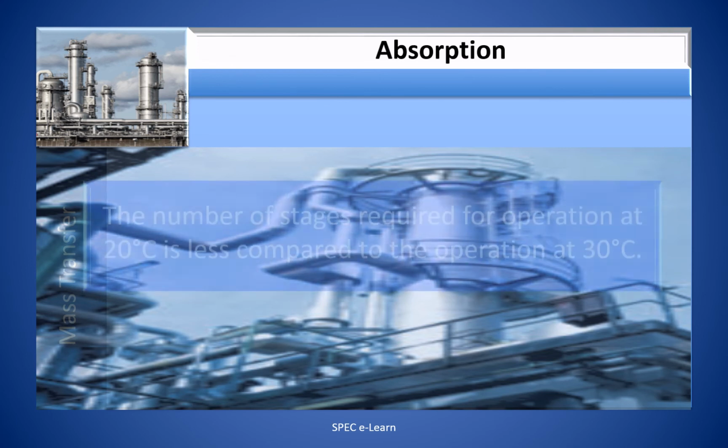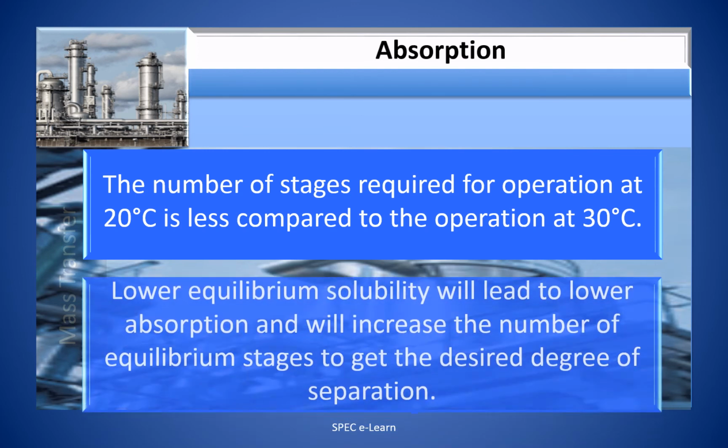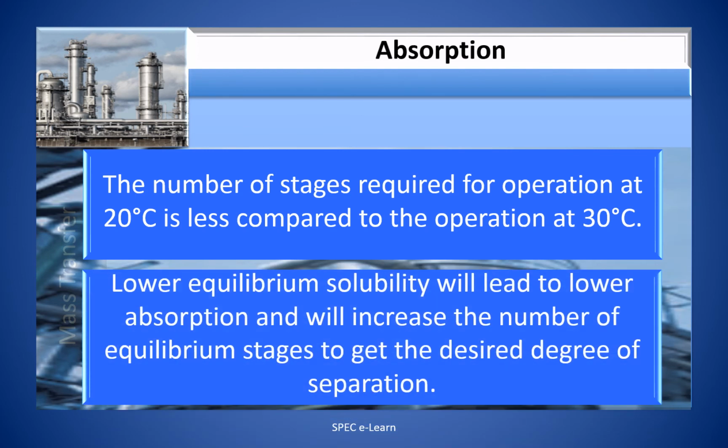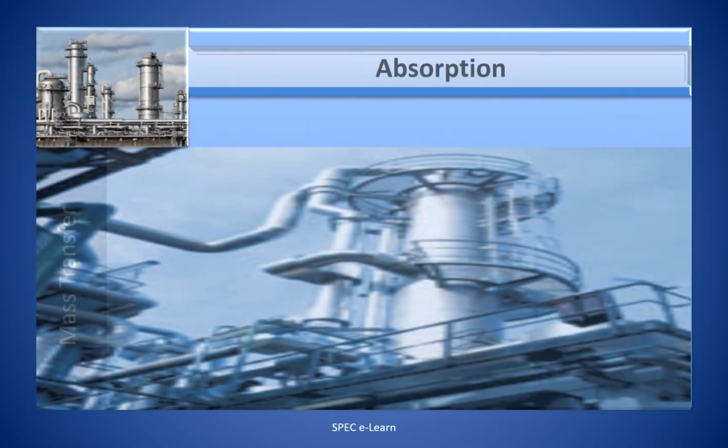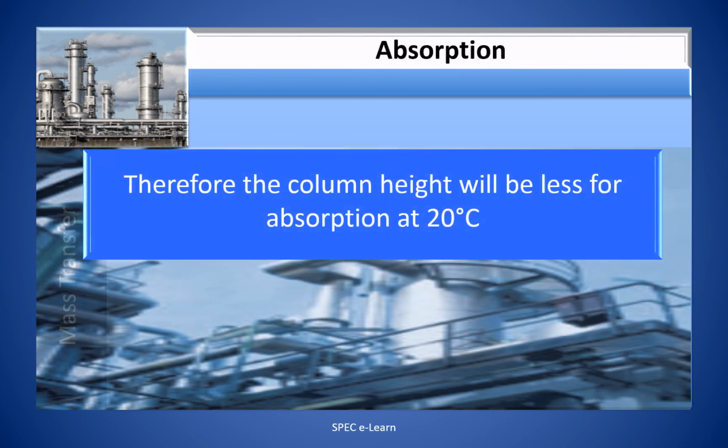The number of stages required for operation at 20 degrees centigrade is less compared to the operation at 30 degrees centigrade. Lower equilibrium solubility will lead to lower absorption and will increase the number of equilibrium stages to get the desired degree of separation. Therefore, the column height will be less for absorption at 20 degrees centigrade.